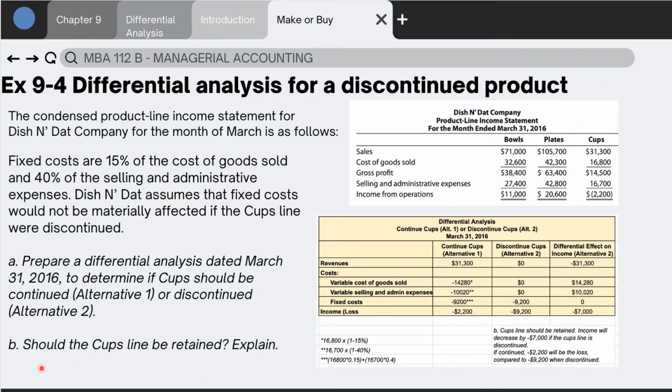So for the answer in letter B, the cups line should be retained. Income will decrease by 7,000 if the cups line is discontinued. This is explained as with the fixed costs, whether a certain product or service is continued or discontinued, it doesn't really affect, or doesn't eliminate, the fixed cost. That's why it's not always the best decision to discontinue a product if there are other factors that need to be considered, like what would be the total cost or loss of a product if it's going to be continued or discontinued.